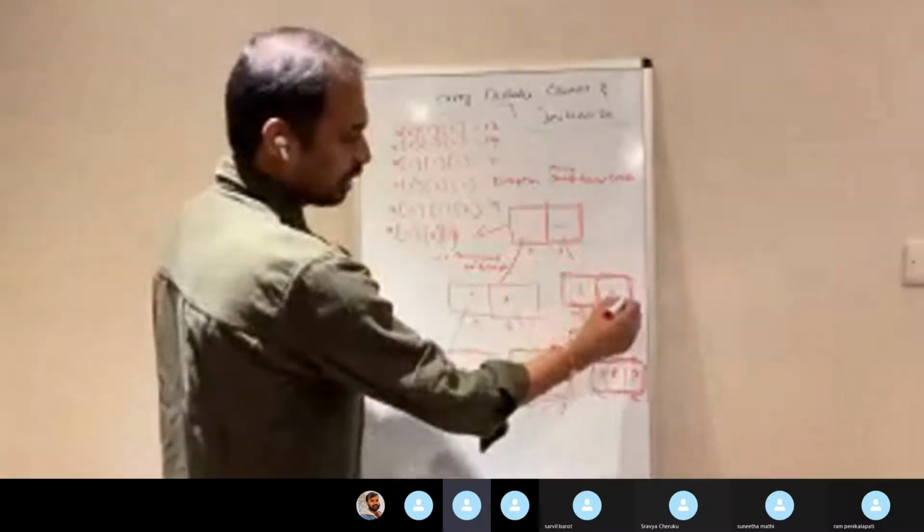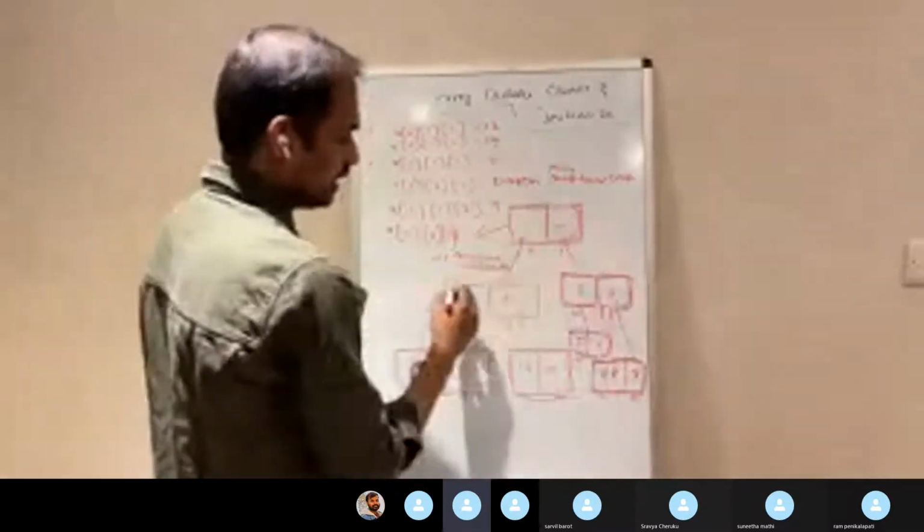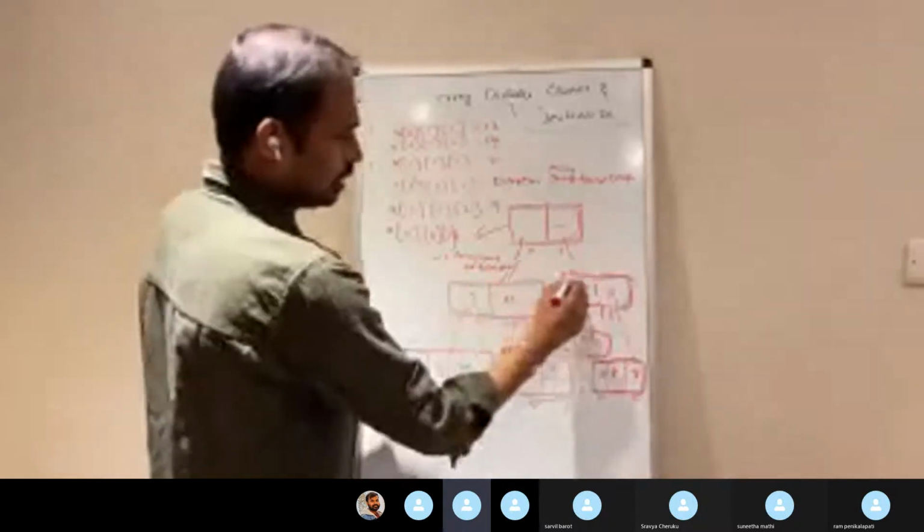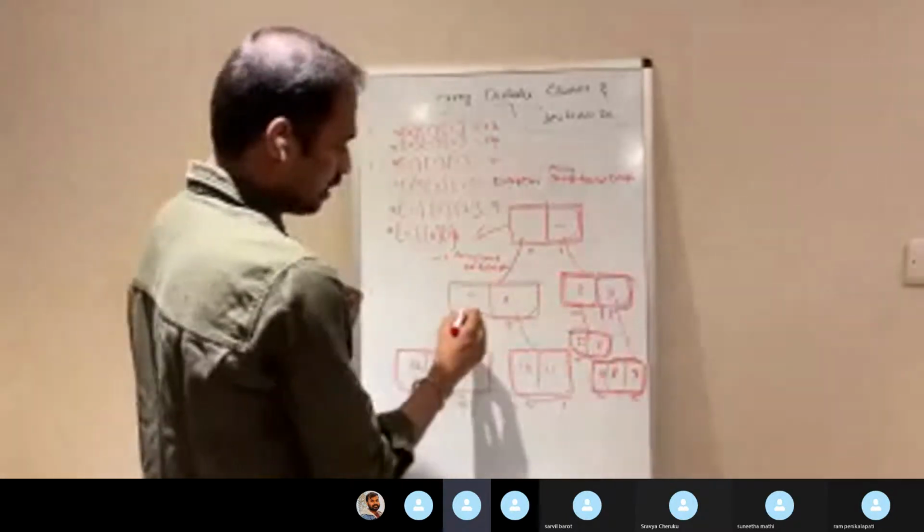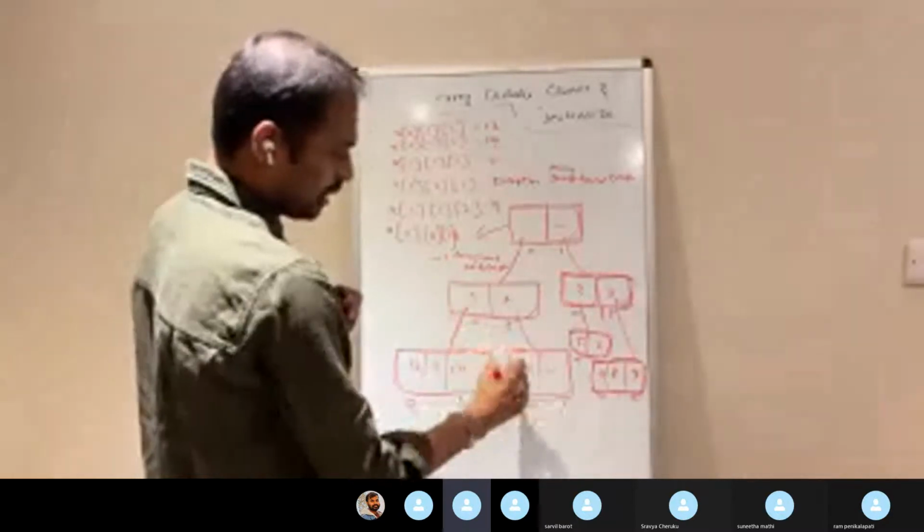So this is the memory allocation. This is the memory allocation for this one. These two, this is the memory for each. Again we have allocated separate memory.